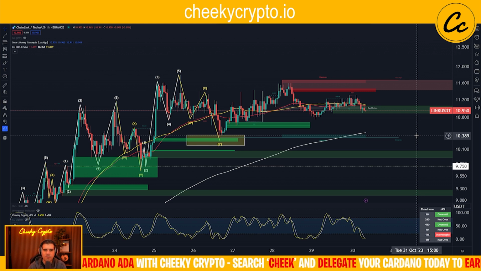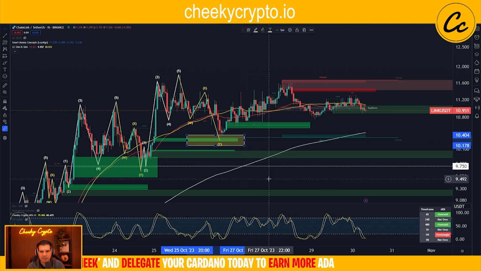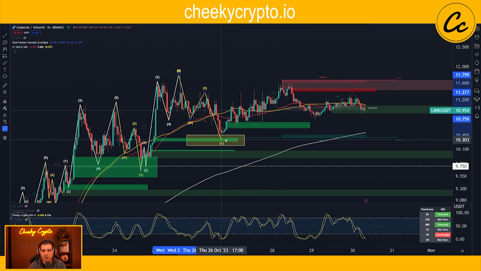Now, following on from the previous video, we were talking about a move to the downside, targeting $10.17.8 to $10.40.4. This was our Y wave structure endpoint. We can see that we wicked down into our little range here, tapping the range at a low of $10.34.8. Okay, so this is completed here. And then we move to the upside.